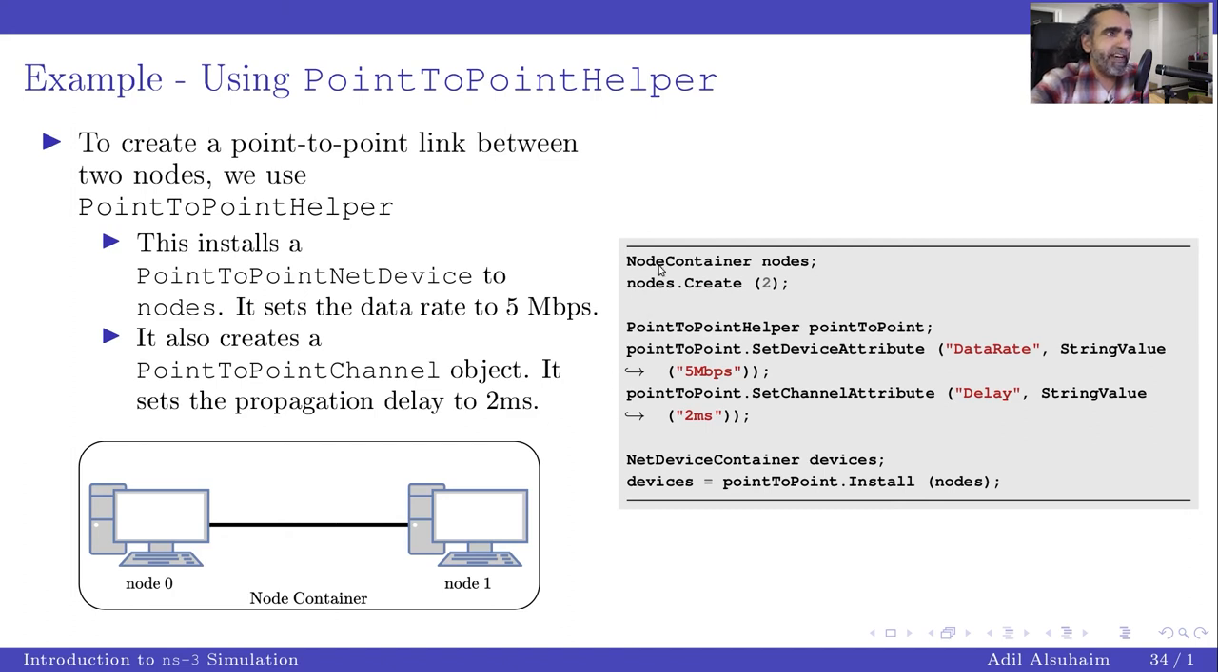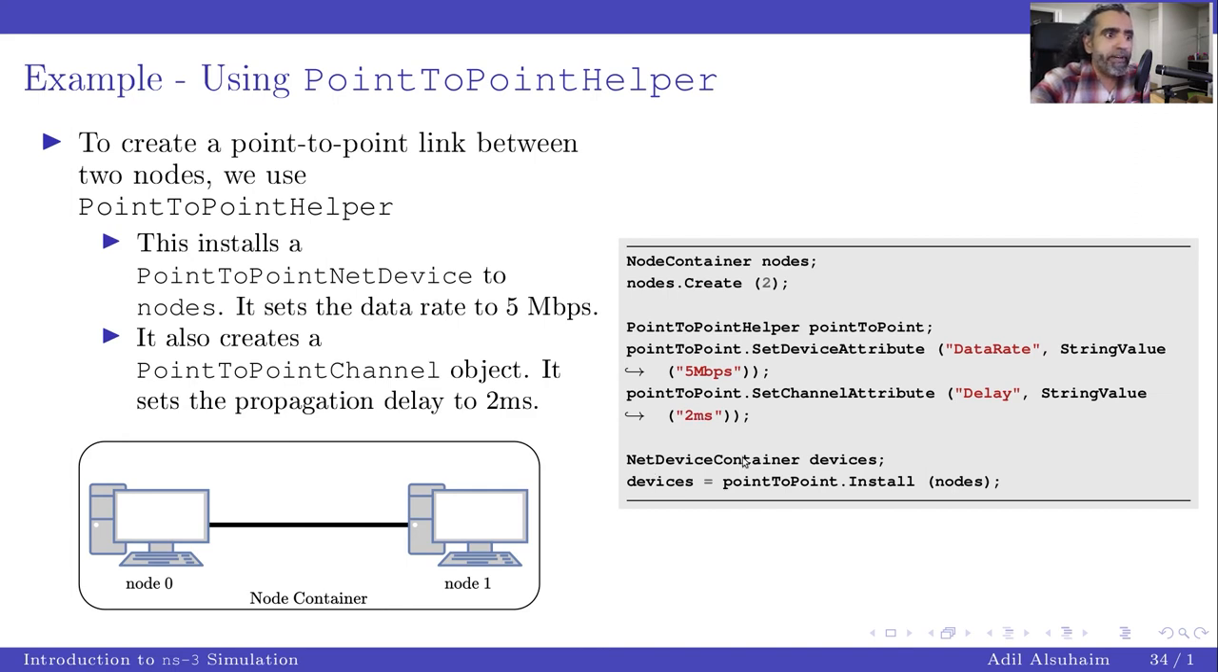So here's how it's done. With a node container, we create 2 nodes. Then we use the point-to-point helper, okay? We want to set the device attributes. It has this transmission rate or data rate. That's the attribute name. We'll talk about attributes later. And the string value is 5 Mbps. And then the channel attributes has a delay of 2 milliseconds. You can also use US, which is microseconds.